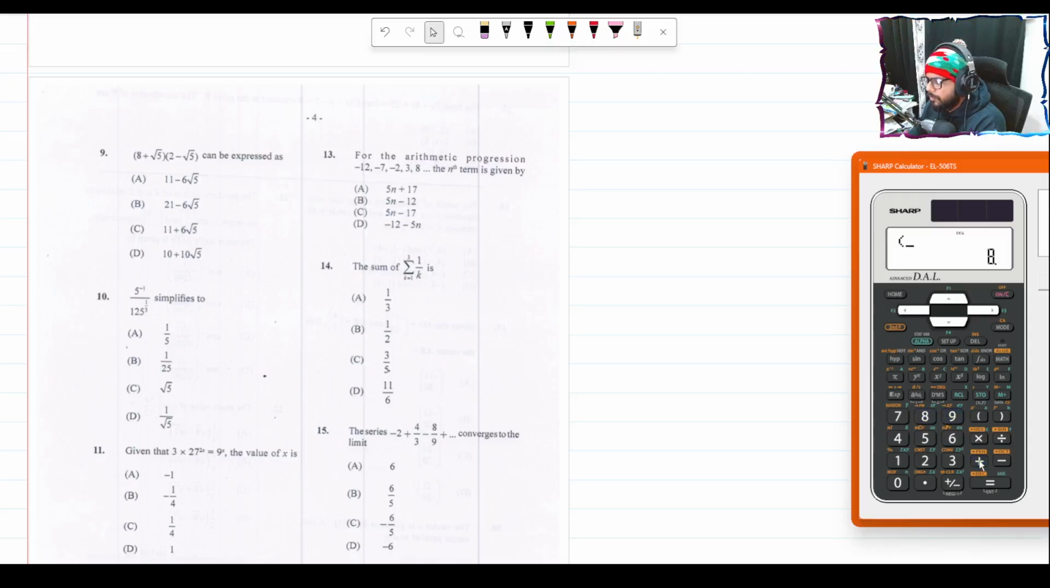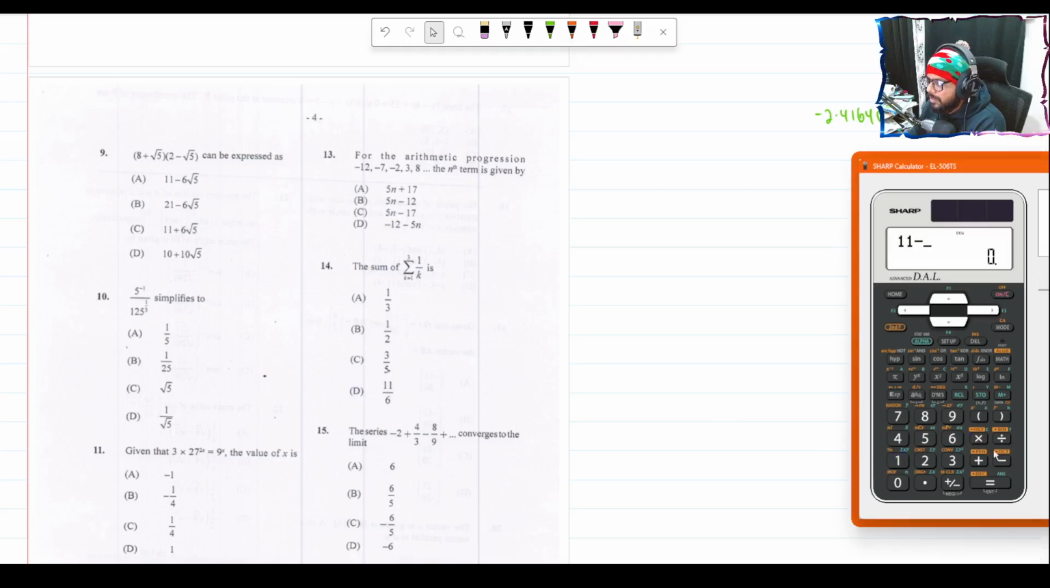8 plus root 5 into 2 take away root 5. I get negative 2.4164, 07865. Write out the whole thing. Now I'm looking for a negative number. This here, I don't know if this could give me a negative number. I know these two here are going to give me positive numbers for sure. So the answer could either be A or B.